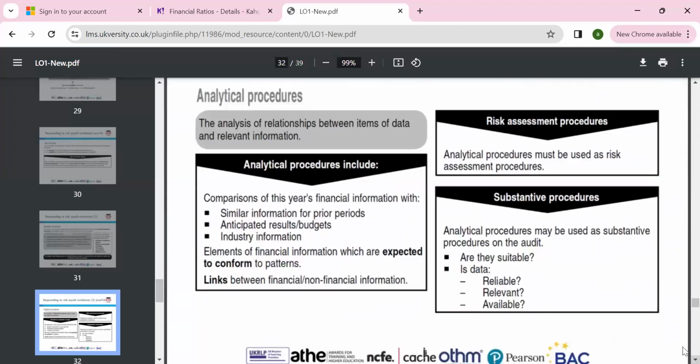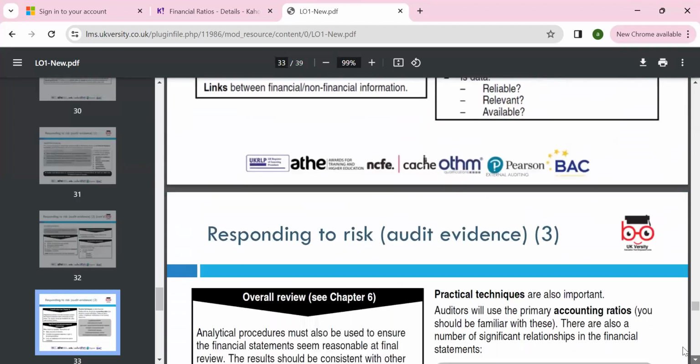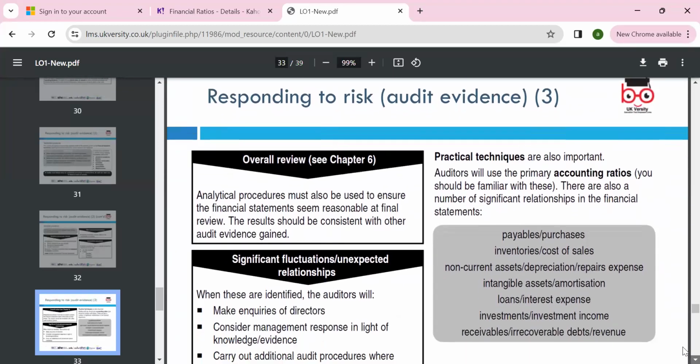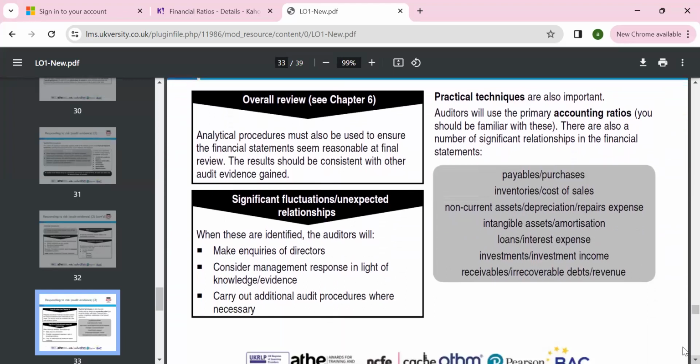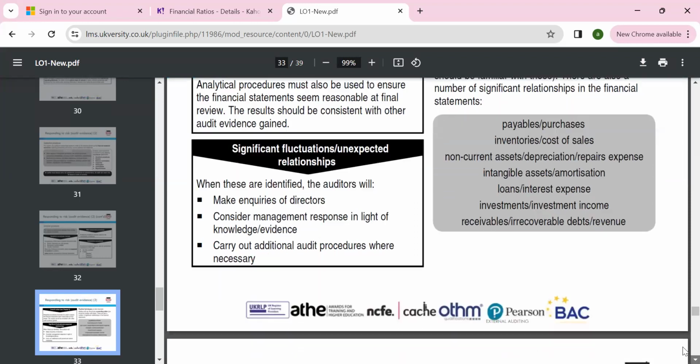Analytical procedures are the study of relationships between items of data and relevant information. Analytical procedures can be a comparison of this year's information with a similar previous period, anticipated results, and the budget. The data need to be reliable, relevant and available, and the risk assessment needs to be a regular assessment of those risks. Overall, analytical procedures must ensure the financial statements are reasonable: review significant financial fluctuations, make inquiries, and consider the management response in the light of the knowledge. Practical techniques can be accounting ratios, payables and so on. We can look around different ratios to draw an opinion.